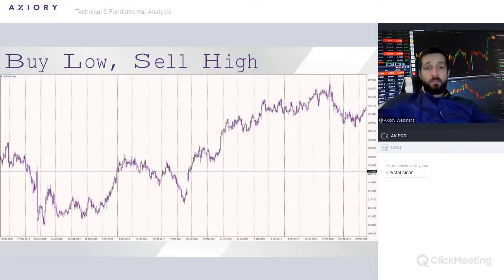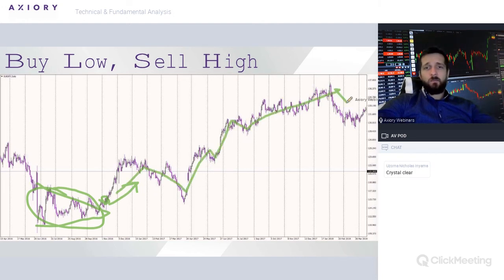Guys, you can see that there is a start of a bullish trend here. Here's the start. Here is a triangle, by the way. Here is the start of a bullish trend, and the price goes up, correction, up, correction, up, correction, up, correction, up. You buy when the bullish trend starts, and you sell when it finishes.